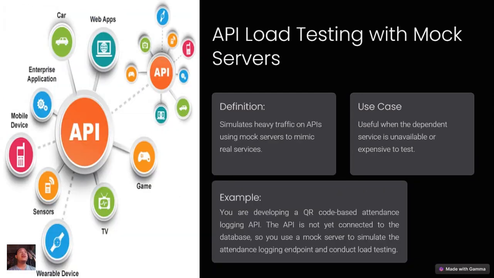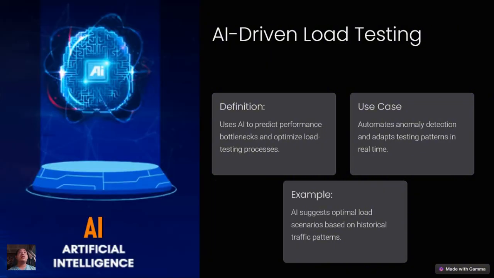Next is API load testing with mock server. Simulate heavy traffic on an API using a mock server to mimic real services. For example, you are developing a QR code based attendance logging API. The API is not yet connected to the database, so you use a mock server to simulate the attendance logging endpoint and conduct load testing.